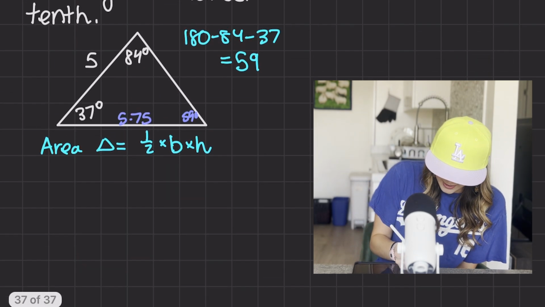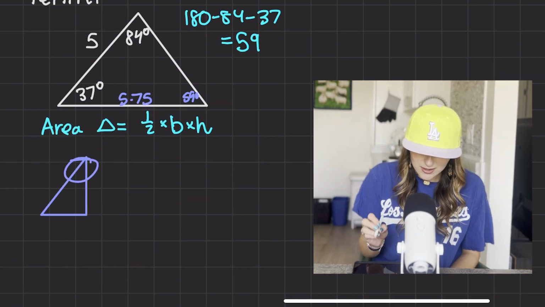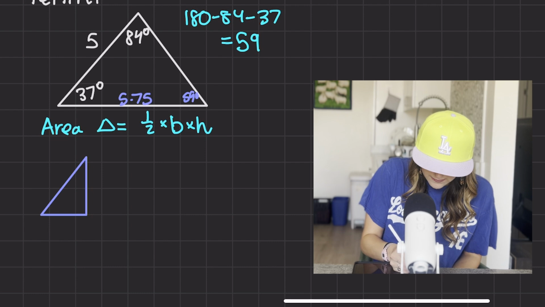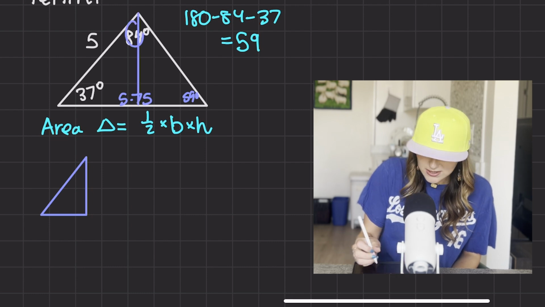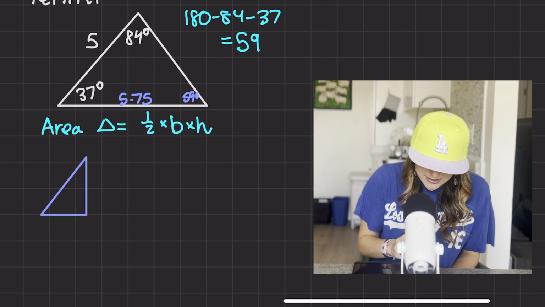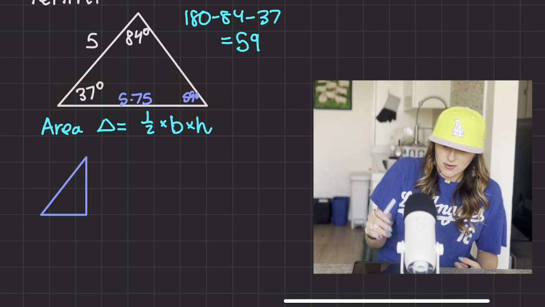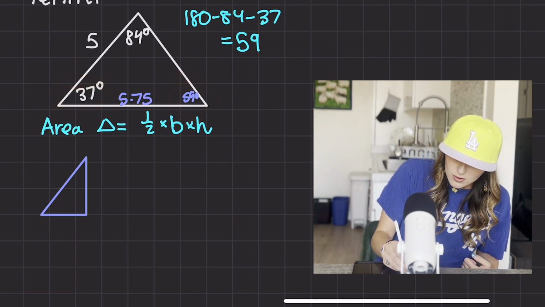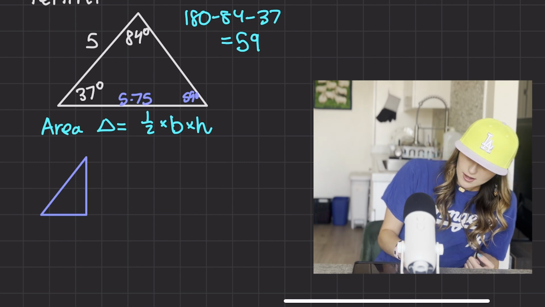Now we need to find the height. So if we were to cut this in half, we can't assume that that angle is going to be 84 divided by 2. We can't assume that. Why? Because these are different angles. So that's going to be completely wrong. So we have to find the angle a different way.